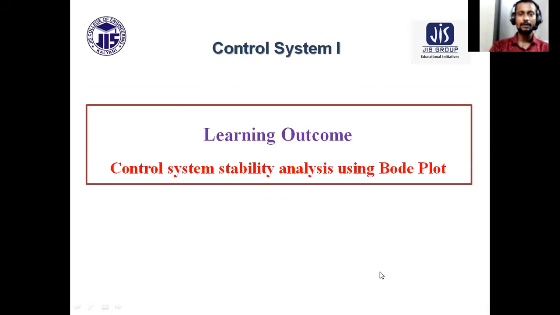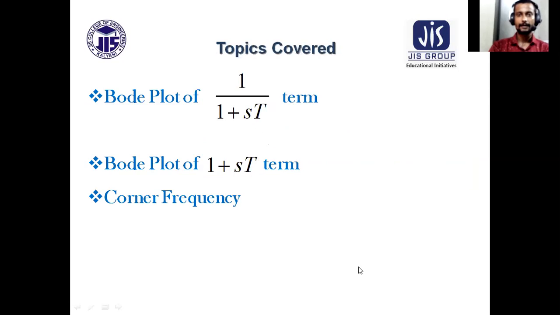The learning outcome of today's lesson is the same as the learning outcome of the previous lesson, that is determination of stability of a system using the Bode plot method. Today we'll be discussing getting the Bode plot of these two individual terms. One is the simple pole term, that is 1 by 1 plus sT form. Another is the simple zero term, that is 1 plus sT form. And also we'll be discussing the term corner frequency.